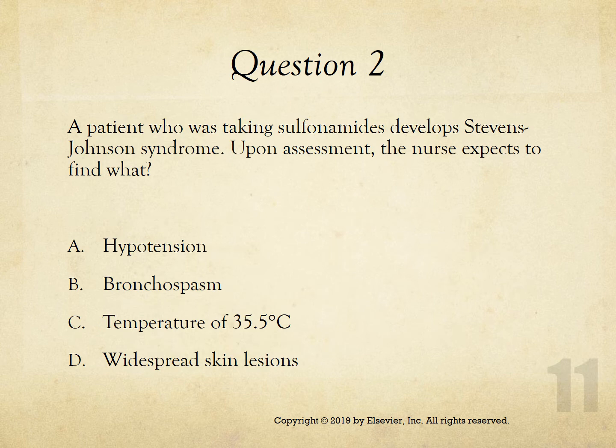Question 2, patient is taking a sulfonamide, develops Steven Johnson's. What are you looking for with the patient? And the answer would be D, a widespread skin lesion.